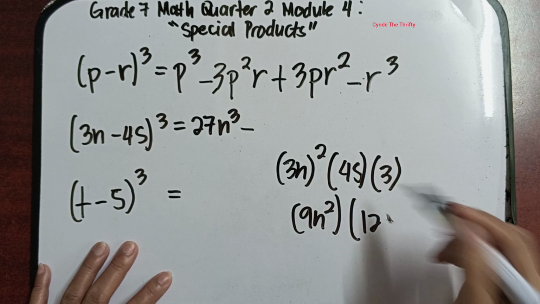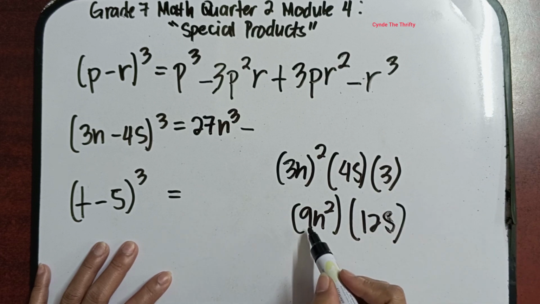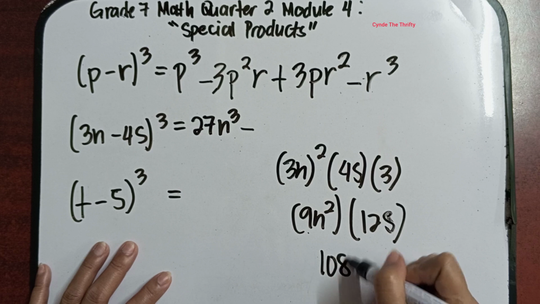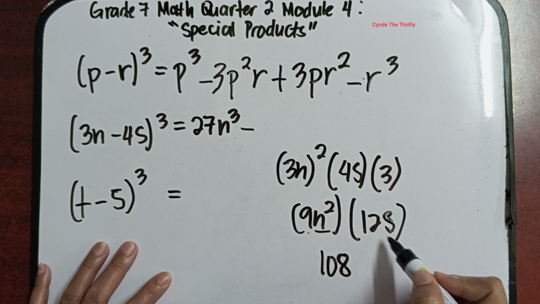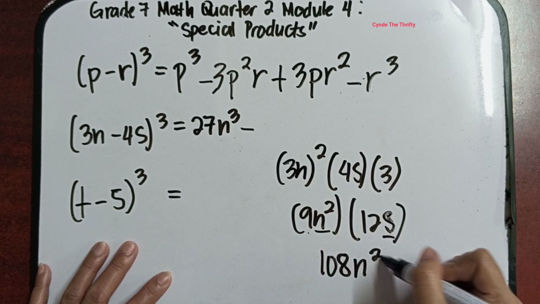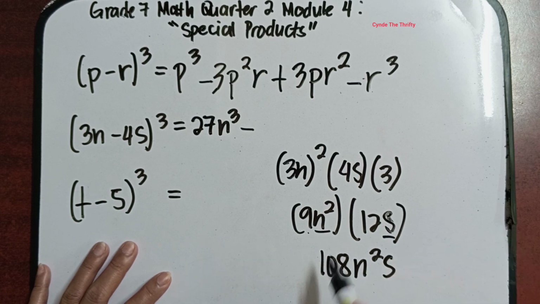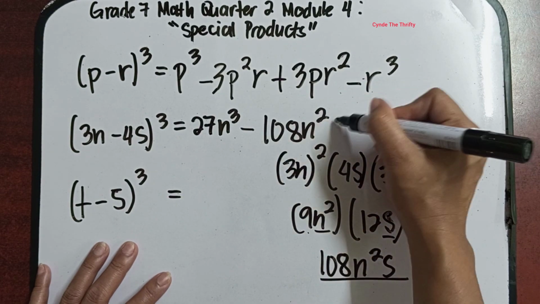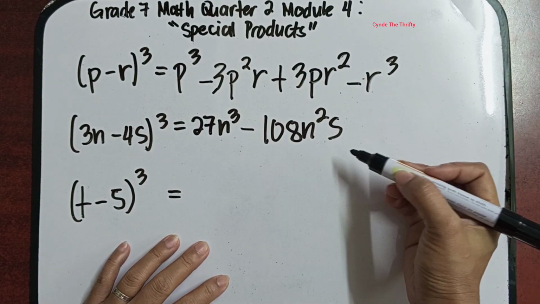Okay, so 3 times 3 is 9n squared multiplied by 4 times 3 is equal to 12s. So ngayon, i-multiply natin ang ating mga constant. So 9 times 12 is equal to 108. So 108, kopyahin natin ang ating variable na n squared at s. So n squared s. So ibig sabihin, ang second term natin is 108 n squared s. Ngayon sa third term na tayo.